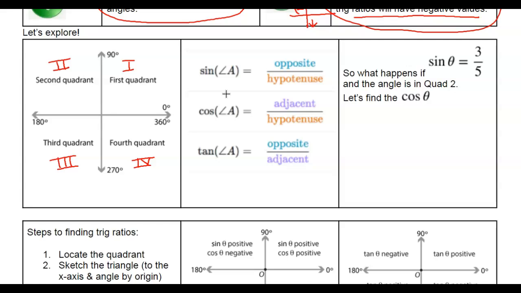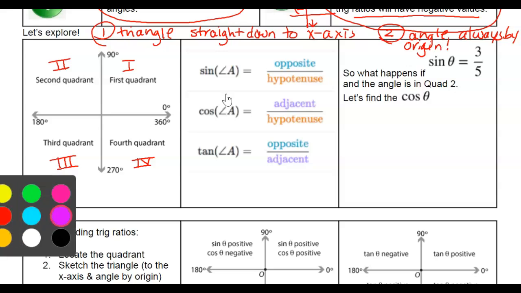So there's two rules. So number one is the triangle is always going to be straight down to the x-axis. So number one is to x-axis, okay? And number two, this one's probably more important, the angle is always by the origin, okay? So let's go ahead and go through what that looks like in each quadrant.